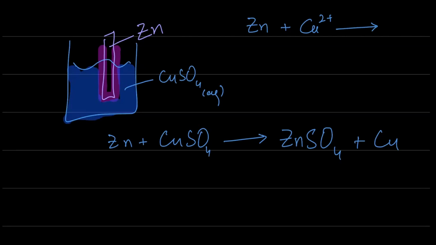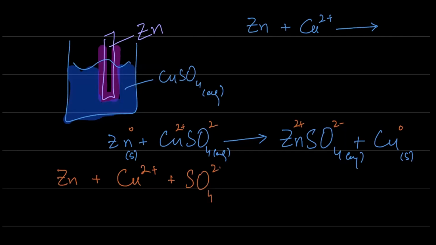Now, how do I write the ionic equation for this? Again, I have to look for the charges. So 0, plus 2, minus 2, plus 2, minus 2, 0. So let me write it. Zinc, I need the states also. So this is aqueous, aqueous, solid, solid. So everything that is aqueous, I will ionize it. So copper ion, sulfate ion, zinc ion, sulfate ion, and copper metal.